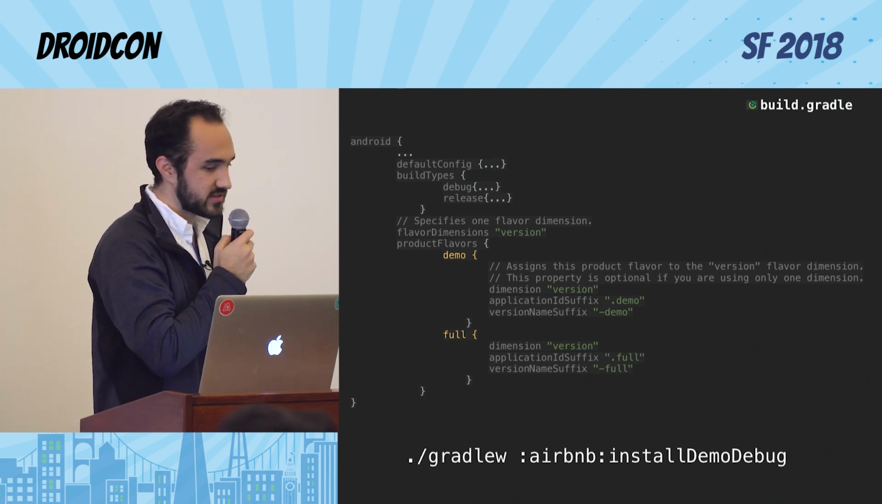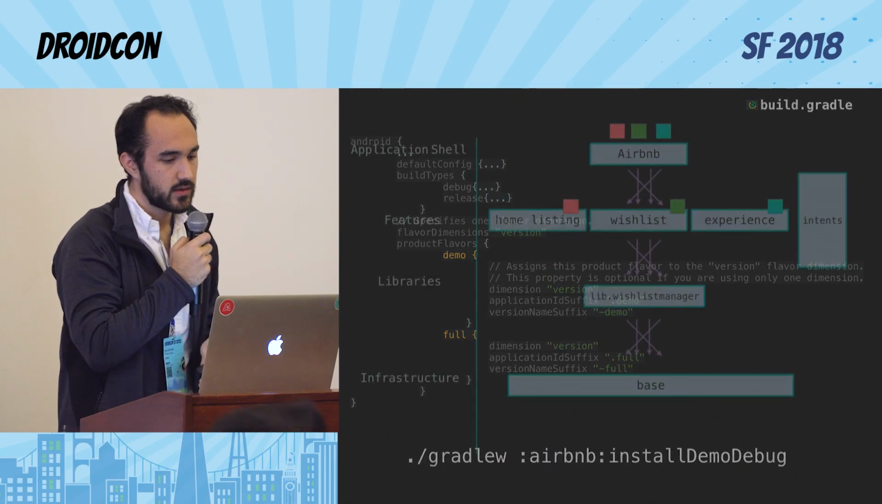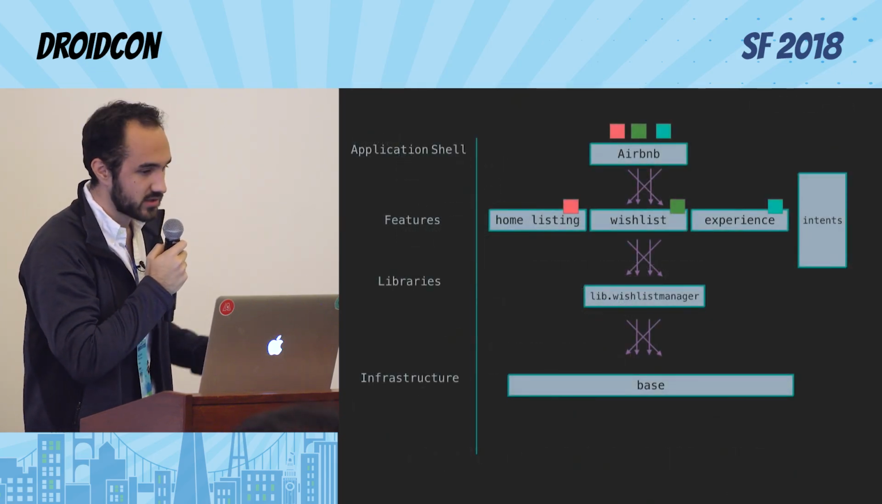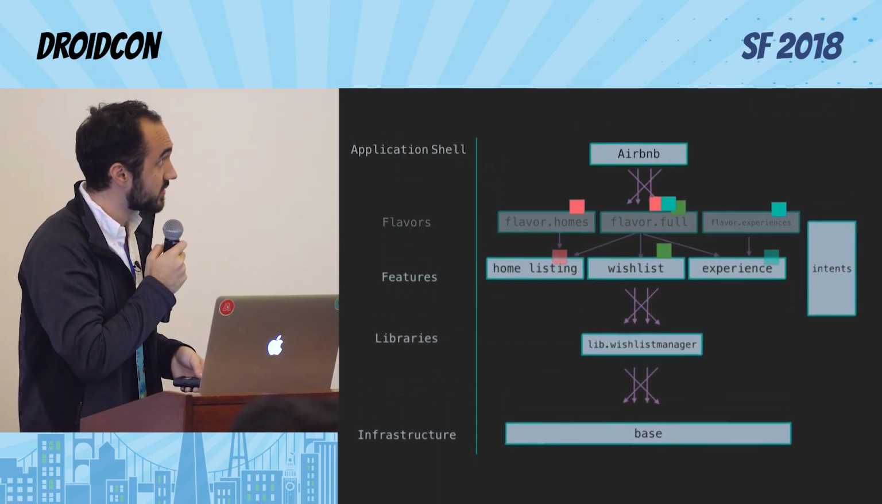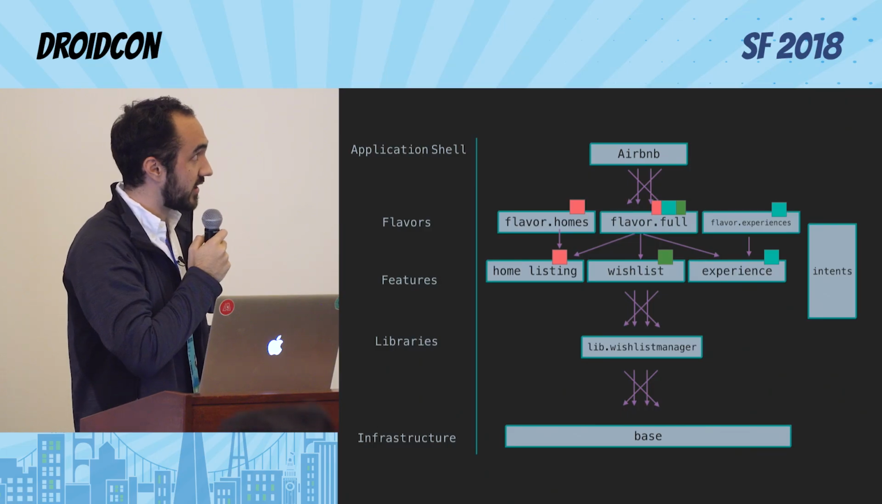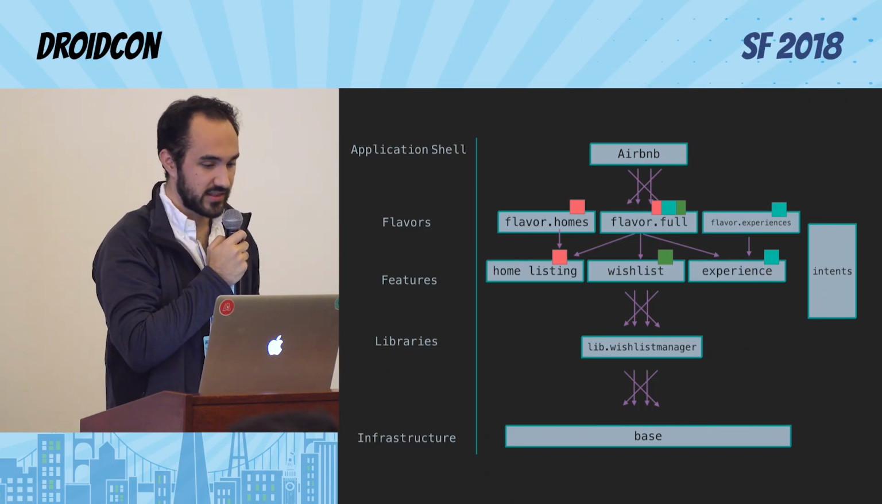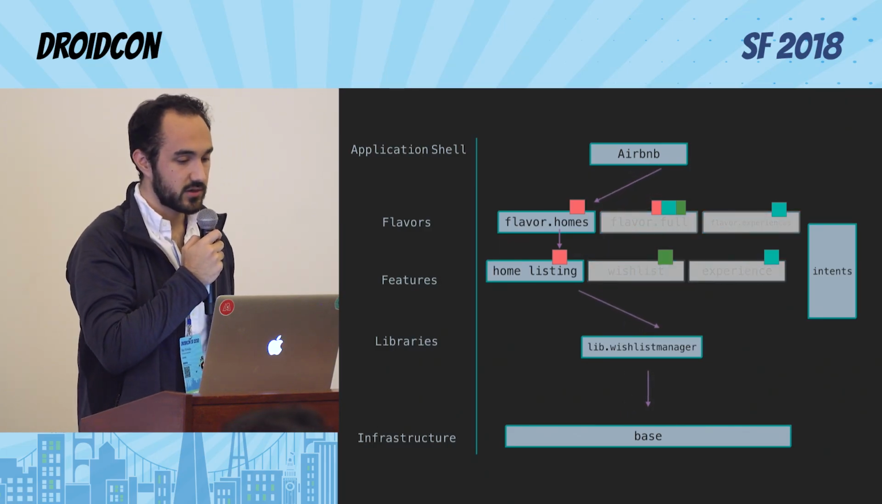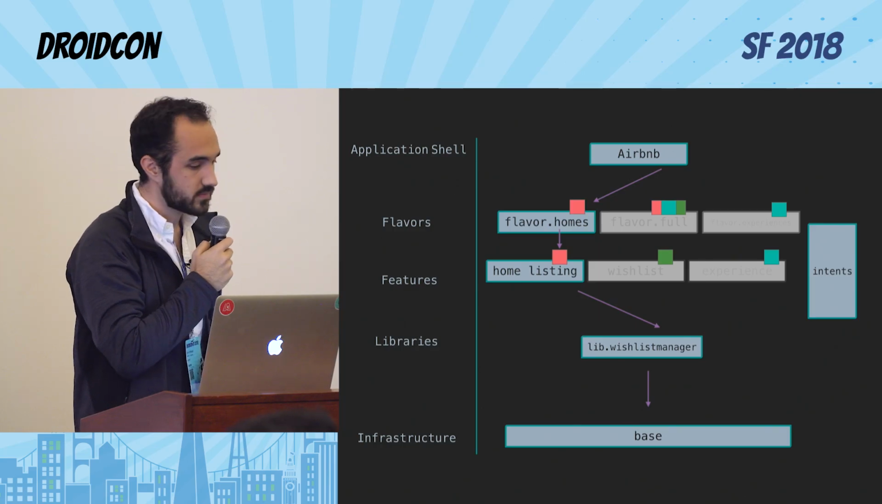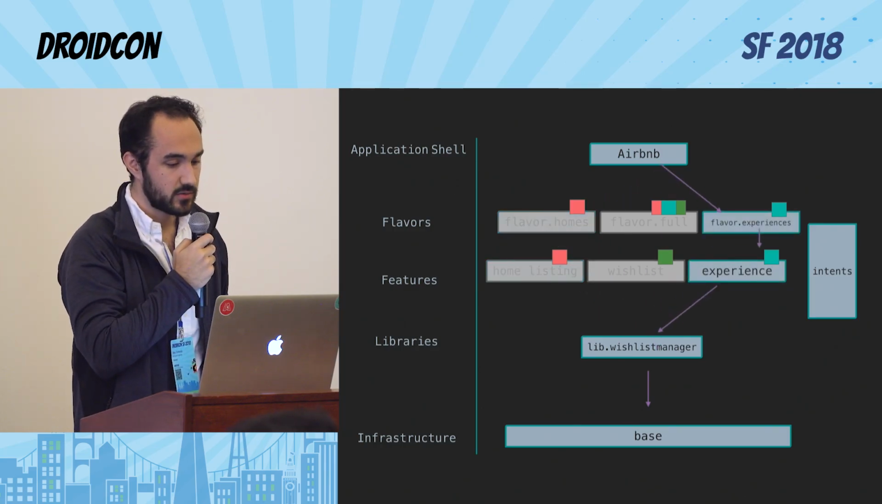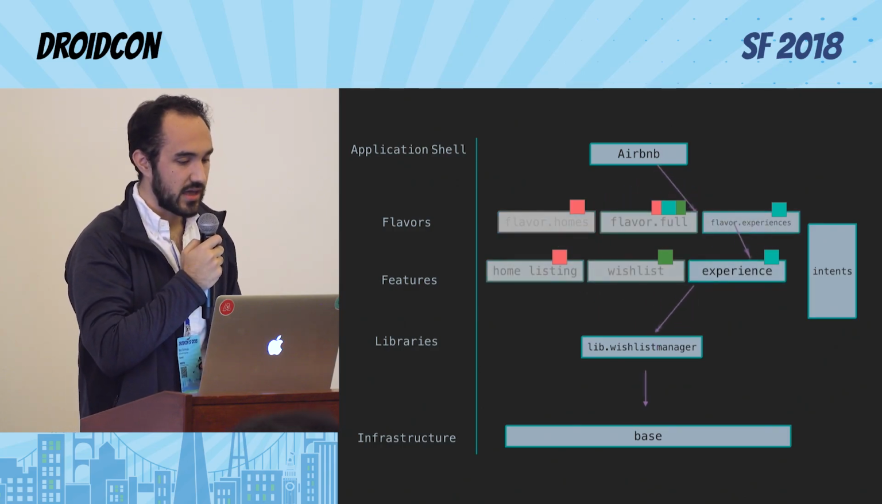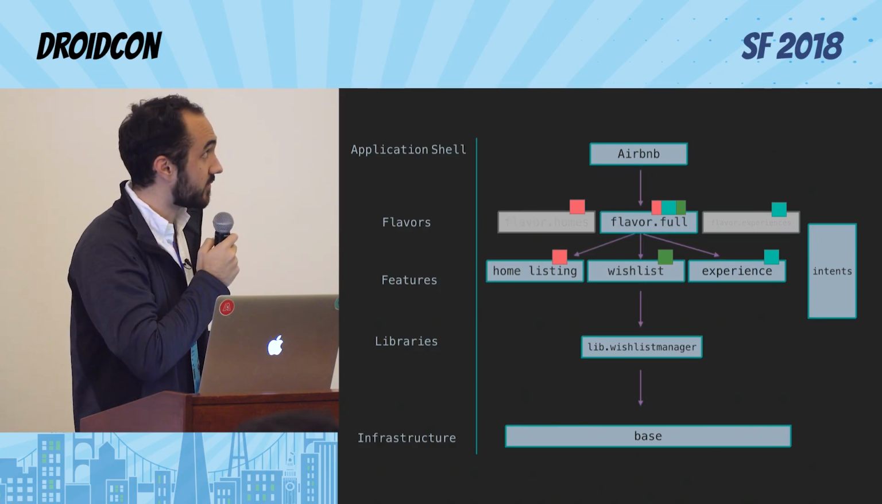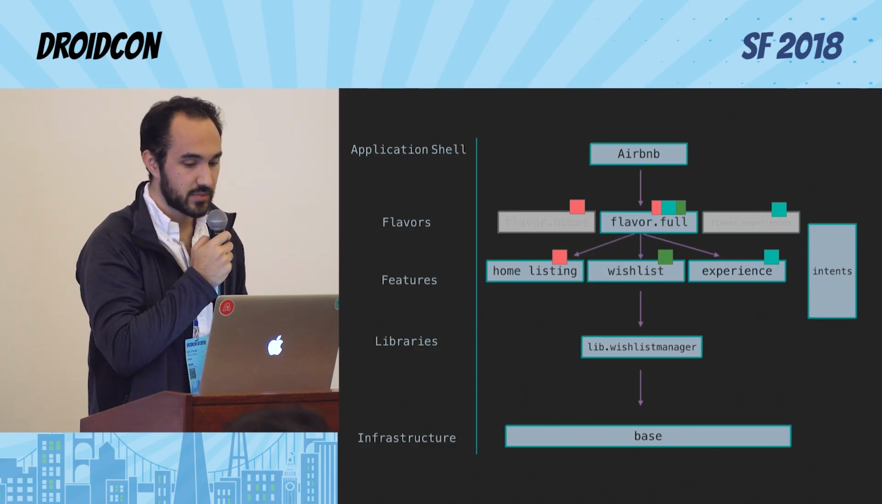You can actually have flavors depend on different code. So if we go back to our app structure, if we just introduce one more layer, a flavor layer, we can configure which modules we include in the app. So a homes flavor would only include the homes module, whereas an experience flavor, the experience module. And to keep things consistent, our full flavor includes all the modules in our app.